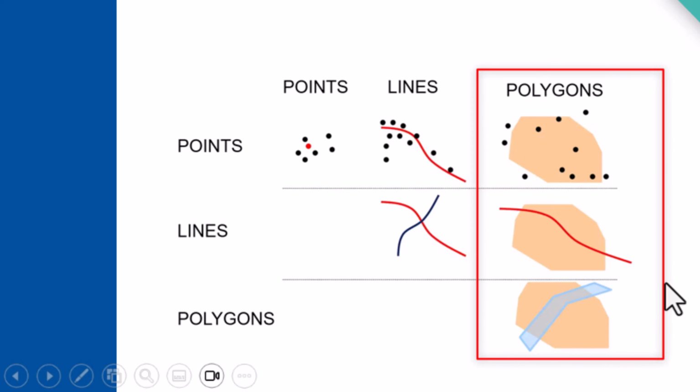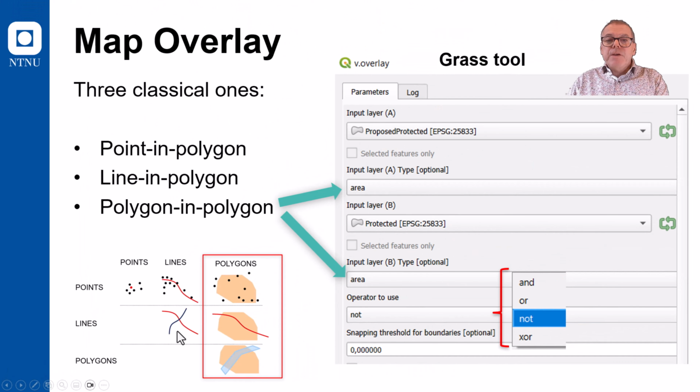But all these three geometries can be varied in different ways. You can combine points with points, points with lines, and lines with lines as well. And this becomes quite evident if you are using the overlay tool available from the GRASS tools, which you can also run in QGIS. Here you also indicate the geometry for both the input layers. And in this example, two polygon layers are compared. So this is an example of a polygon in polygon.